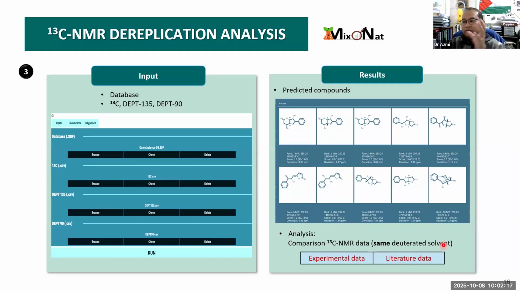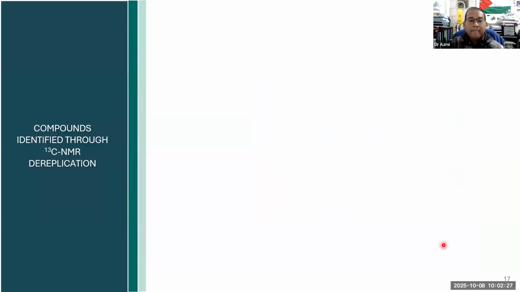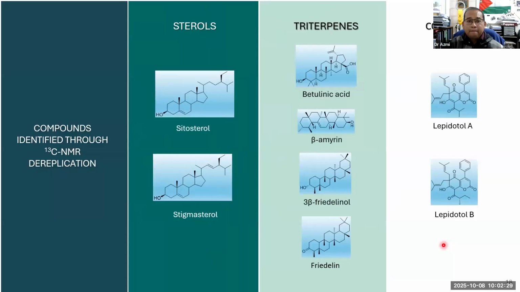So if the reported data was run in CDCl3, we have to find the literature carbon 13 data also run in CDCl3, and after that we do some comparisons. Once we come up with this list of compounds, we can do clustering based on the type of compound. For example, this one is sterol, terpenes, and coumarins. This is an example. I have 2 cases, and I will share them with you later.